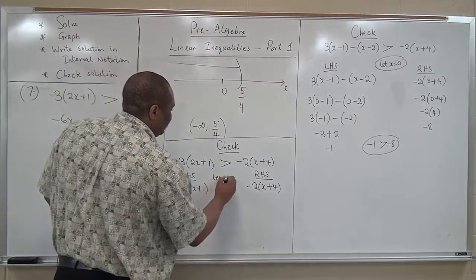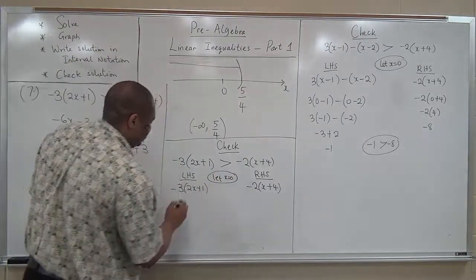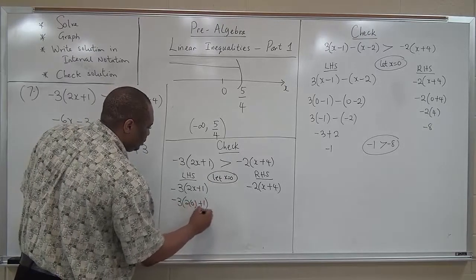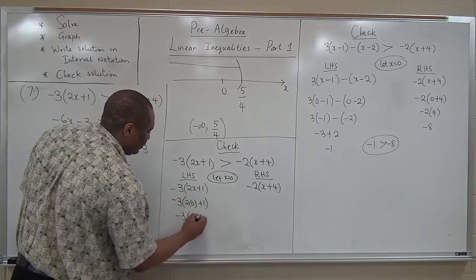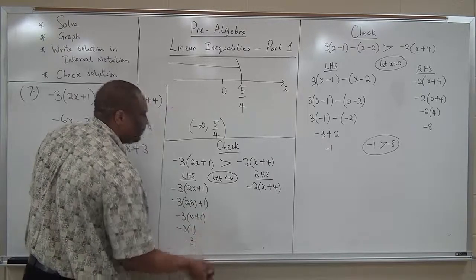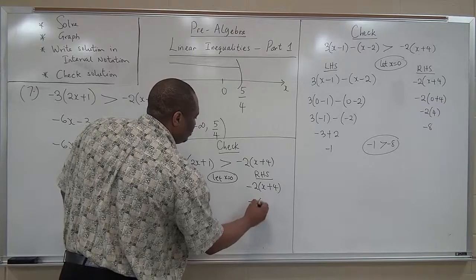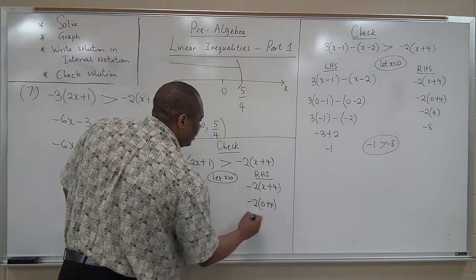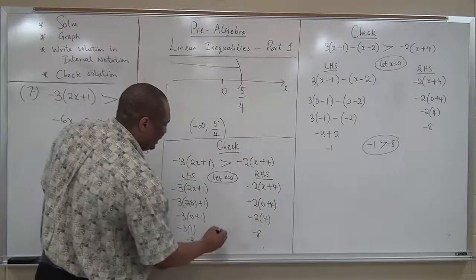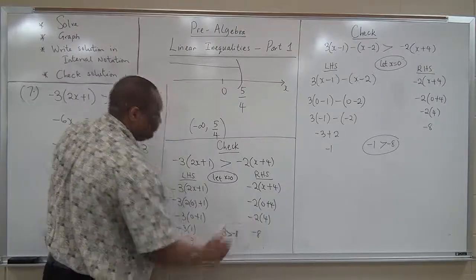We write, let x be 0. So this will be negative 3 times 2 times 0 plus 1. So this is negative 3 times 0 plus 1, which is negative 3 times 1, which is negative 3. And this will be negative 2 times 0 plus 4, negative 2 times 4, which is negative 8. We see that negative 3 is greater than negative 8.